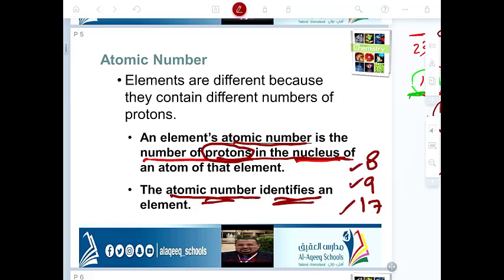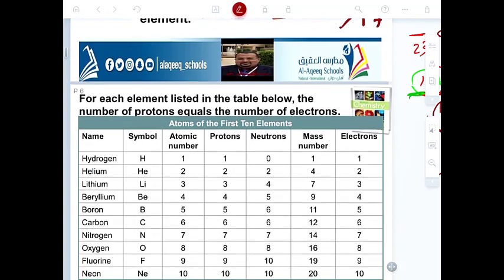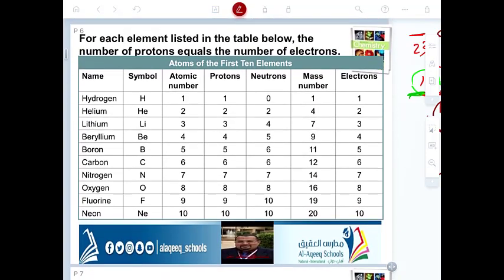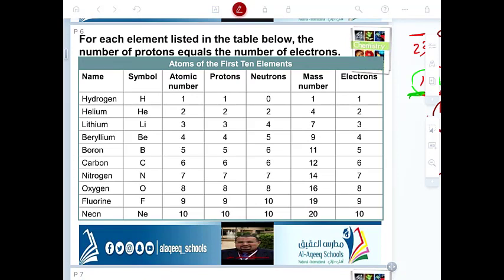You can identify the element from the atomic number. It means each element has its own atomic number. Okay, this is the atomic number. We have some examples of atomic number here and symbols of some elements: hydrogen H, helium He, lithium Li, and so on. Atomic number, whether 1, 2, 3, 4, whatever, up to 10.